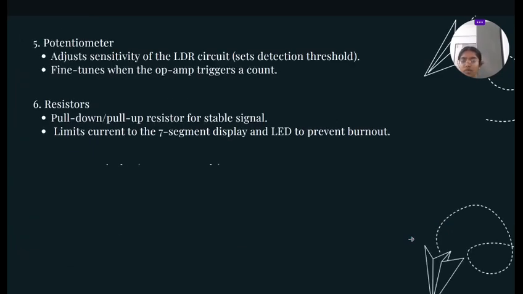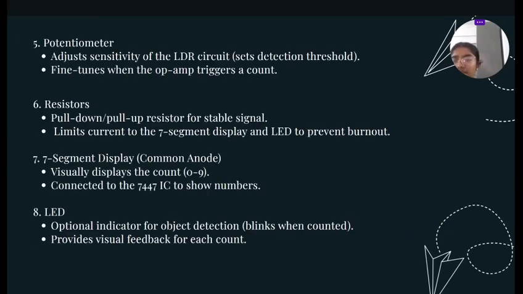Fifth is a potentiometer. The potentiometer adjusts the sensitivity of the LDR circuit and fine tunes when the operational amplifier triggers a count. Sixth is the resistor. Pull down and pull up resistors give a stable signal. They also limit current to the 7 segment display and LED to prevent burnout.